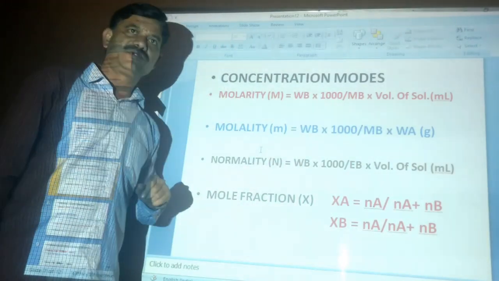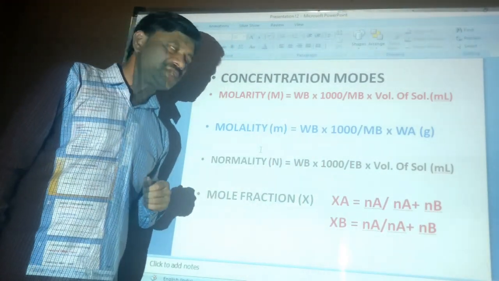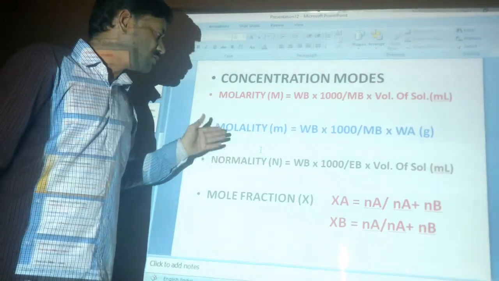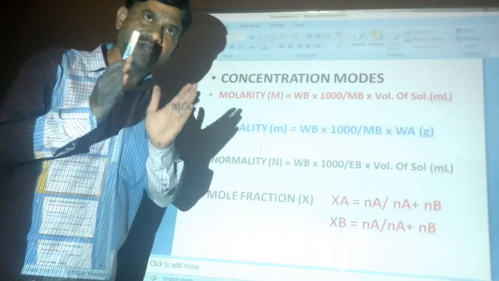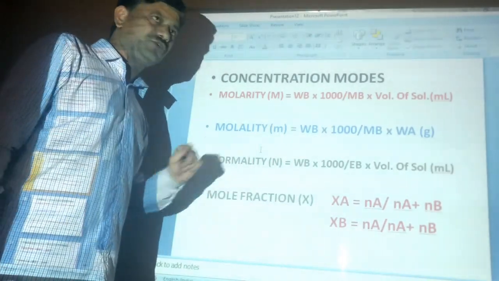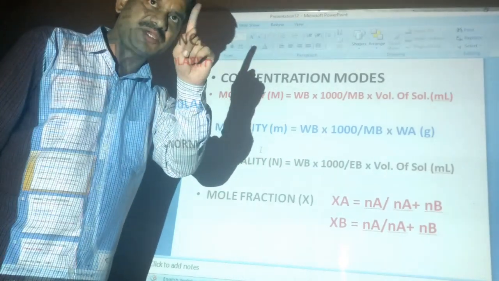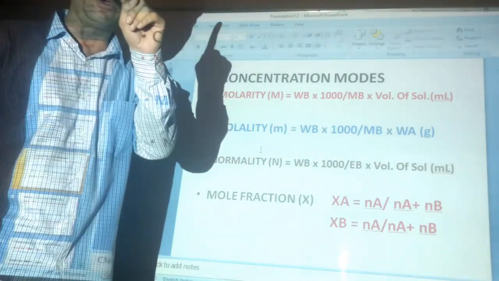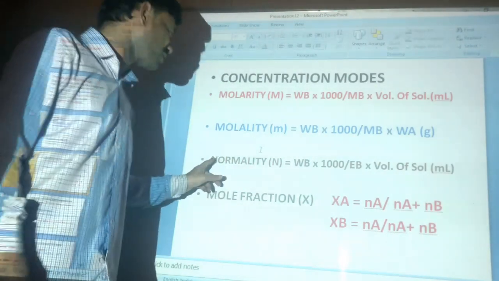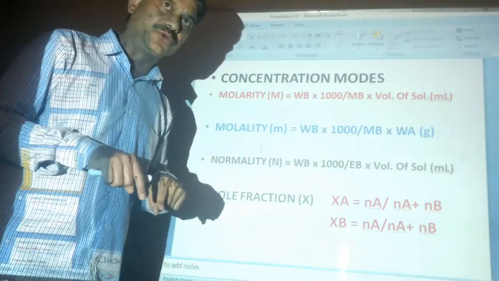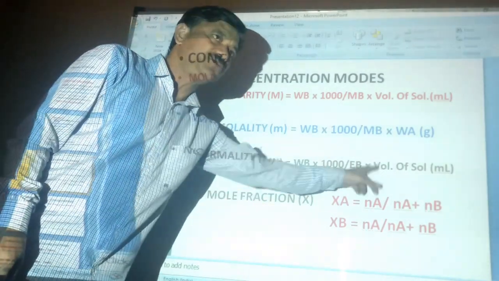What about the third concentration mode, normality? Instead of the number of moles as we use in the first and second cases, here we use the number of gram equivalents of solute. When we consider a normal solution, only 1 gram equivalent of solute is dissolved in 1 liter of solution, then normality will be 1. So how to define normality? It is nothing but the number of gram equivalents of solute dissolved in 1 liter of solution.